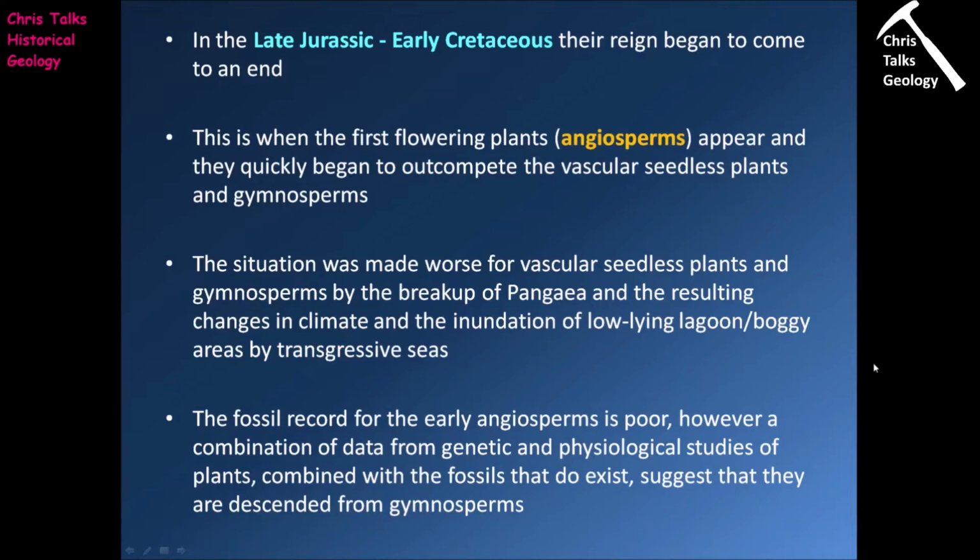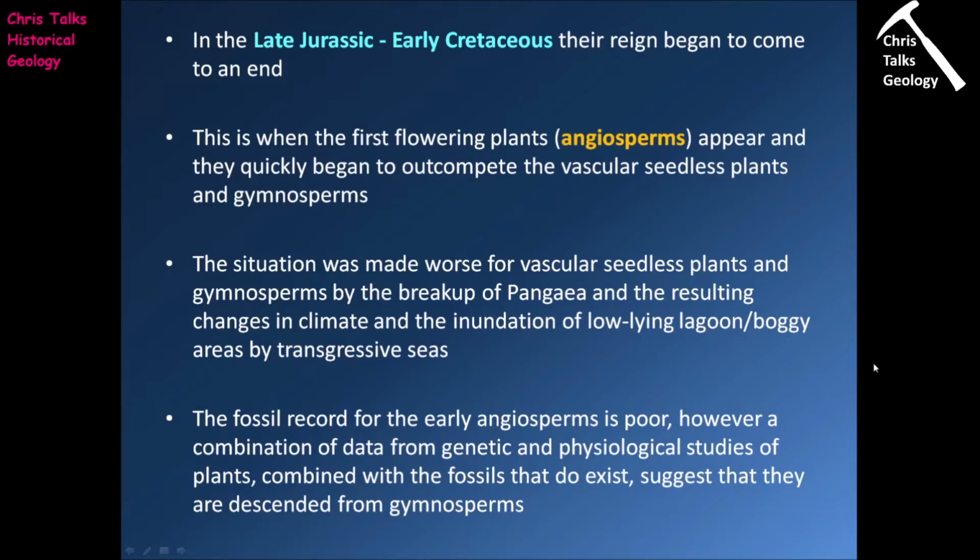And so this means the environments available for the gymnosperms and the seedless vascular plants decline, and so obviously so do their numbers. And then, just at the same time, the angiosperms start their rise, and you can see how it's going to go badly for the gymnosperms and the seedless vascular plants. Now, the fossil record for the early angiosperms is poor because, of course, we're dealing with a soft-bodied organism which isn't going to readily fossilize.